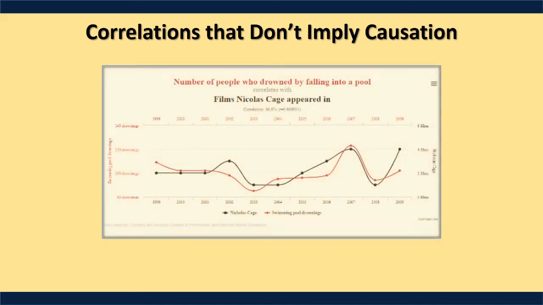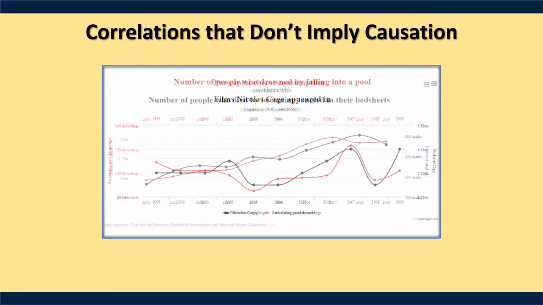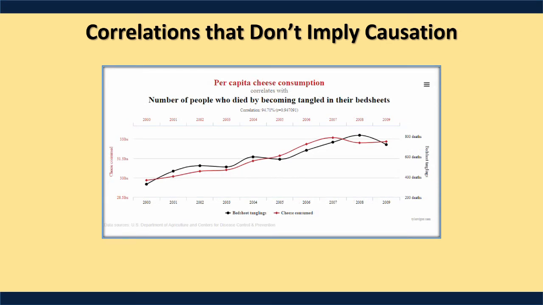There's a remarkably high correlation between the number of people who drowned by falling into a pool and the number of films Nicolas Cage appeared in. You can tell from this graph that there's a high correlation between the per capita cheese consumption and the number of people who died by becoming entangled in their sheets.